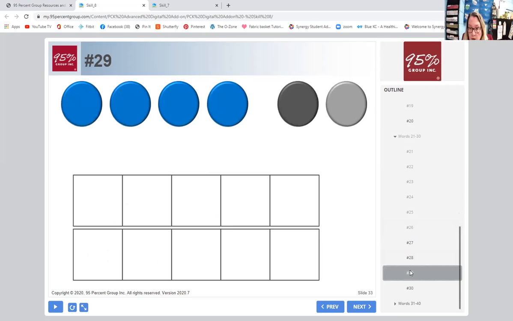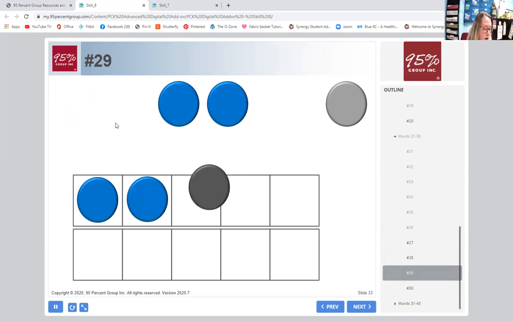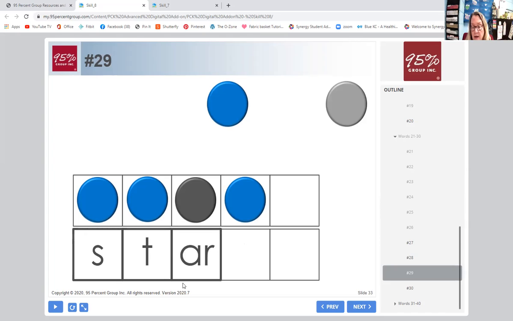All right, we're going to skip down to this word here, start. Start. So we need an ST, and these would be our consonant blends. Then we have R, and then the T, the consonant. Stretch out your word and fill in the letters. St, art, start. I should see the S and the T. We have the R, the AR, and then the T, start.